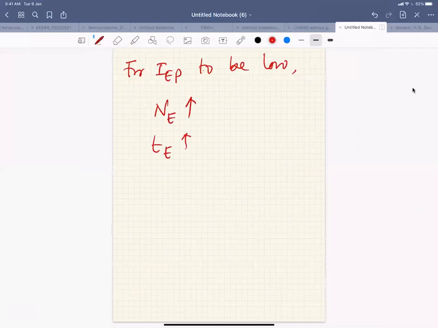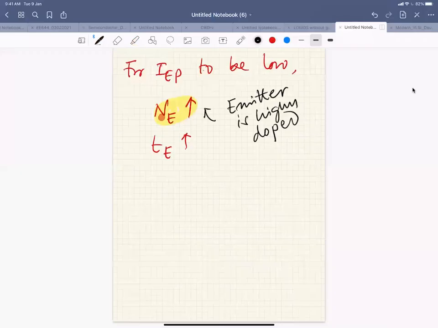So what is generally done is you increase NE. That's the only reason to increase the emitter injection efficiency. Your emitter is highly doped. In your bipolar transistor, the emitter is highly doped just to decrease your IP, just to increase the injection efficiency, right? So this is very easy. You could highly dope the emitter.